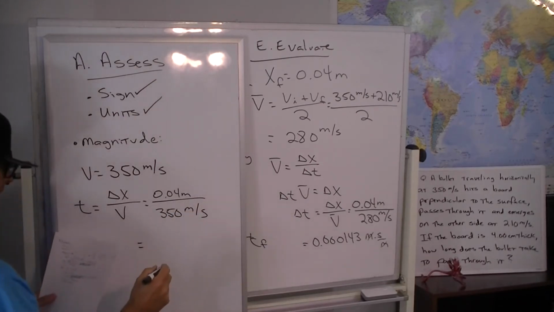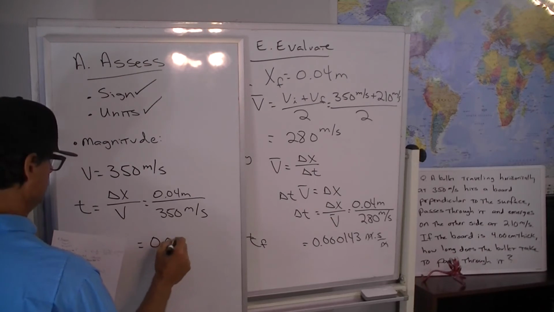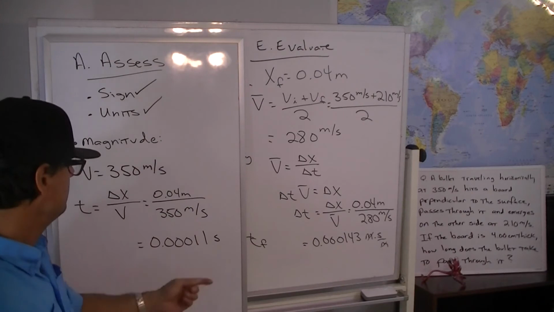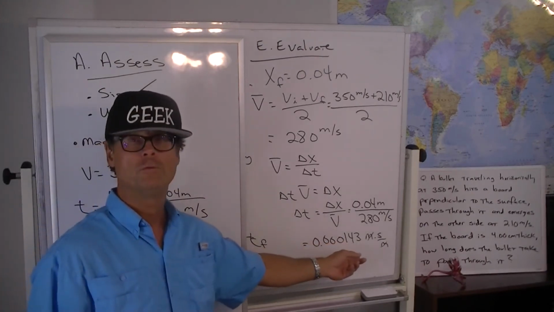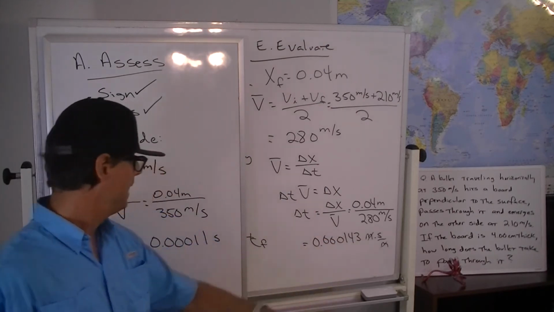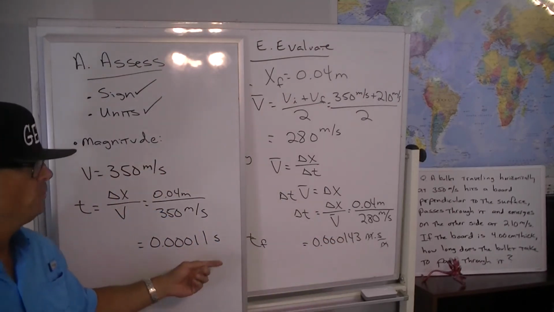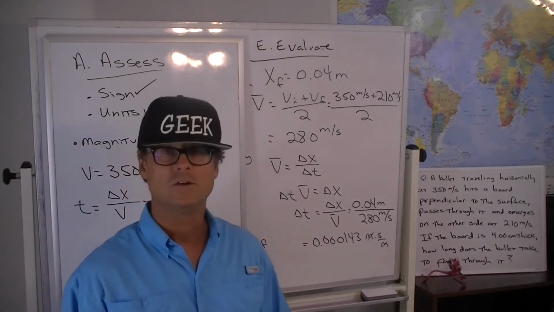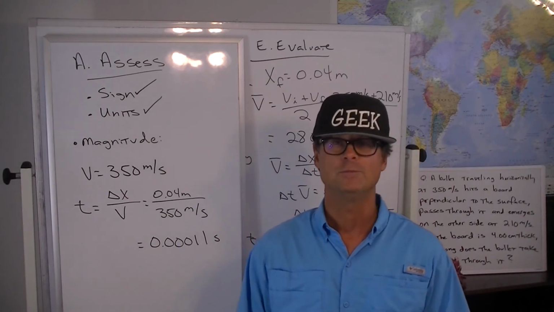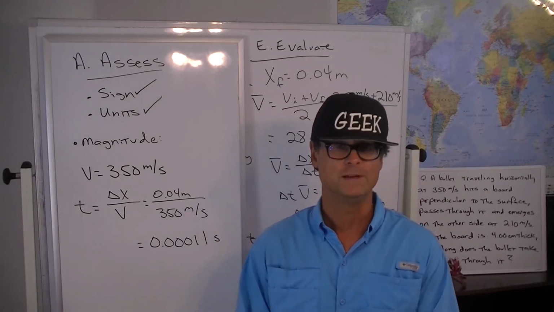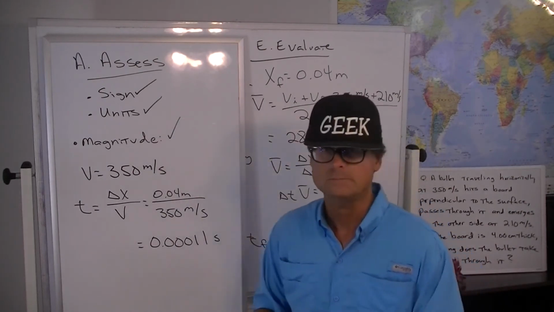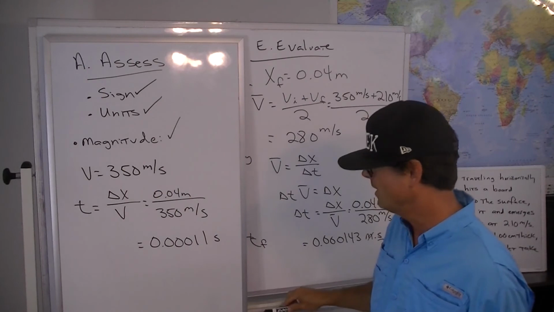So when you punch that into your calculator, you get 0.00011 seconds. So we ended up with 0.000143 seconds, after the three zeros, and it would have been 0.00011. So as we expected, our time with the slowing down is a smidge longer than our time if we assume that it didn't slow down at all. So that makes our magnitude assessment also check out in line with our expectations.